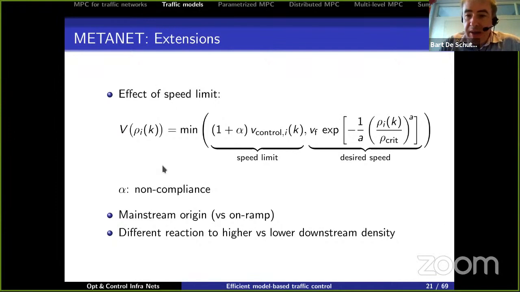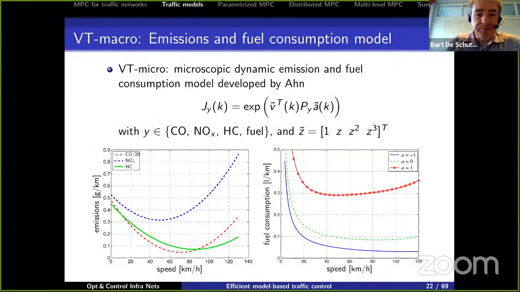In the literature, and maybe also in Professor Papageorgiou's presentation, there are also some laws for how to describe origins, or if you want to model the effect of the downstream density, depending on whether it's higher or lower. If it's lower, there is no traffic jam ahead. If it's higher, there is a traffic jam ahead, and people may react in a different way to both situations. But for this, we refer to the literature.